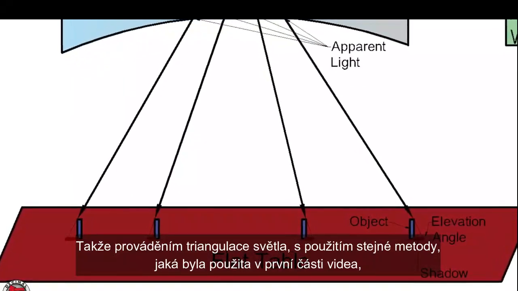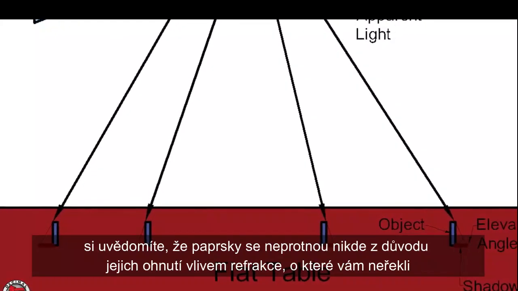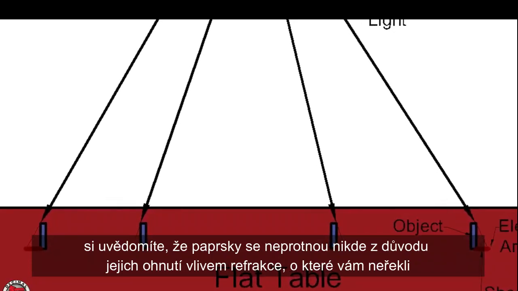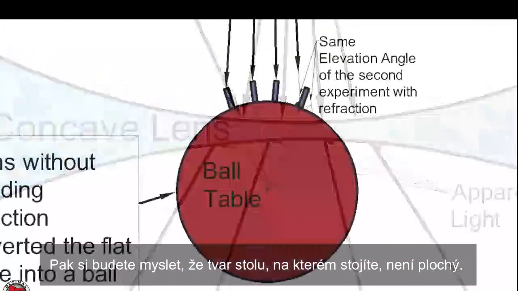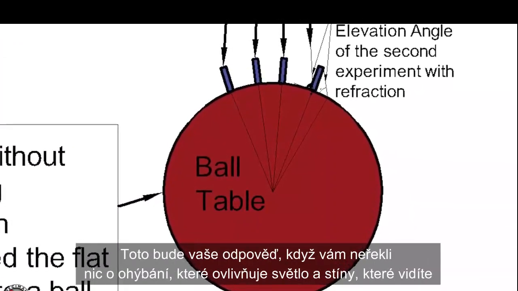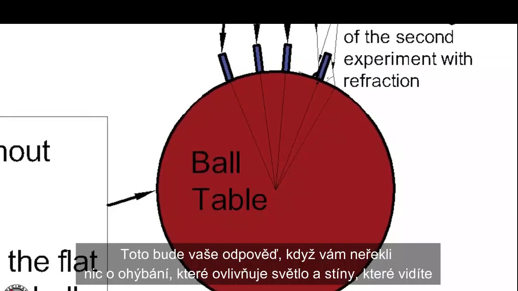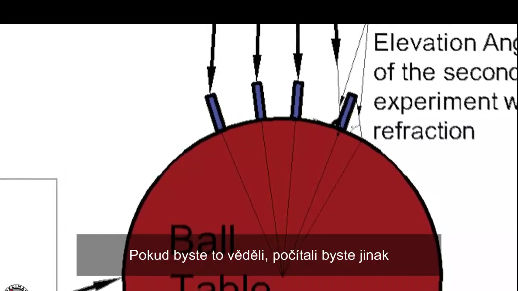So you stand in there trying to triangulate the light using the same method as in the first part. You will realize that the lines will not intersect anywhere because of the refraction they did not tell you about. Then you will think that the shape of the table you are standing on is not flat. This is going to be your answer if they didn't tell you anything about refraction that affects the light or the shadows you see. If you knew, you would have done a different math.